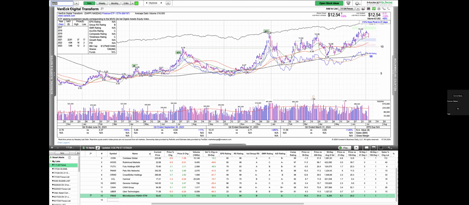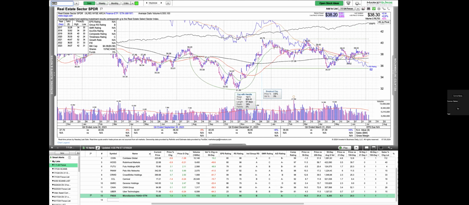One sector that could play some catch up, XLRE. I like how it's getting super tight. It's coming against a big downtrend line from those highs. Moving averages are getting tight. Maybe this cracks above. We start to see real estate stocks get into favor.